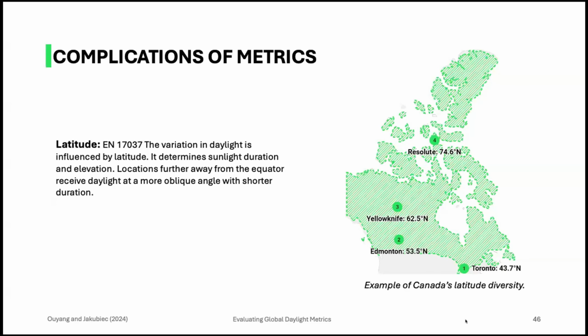So what is the challenge in applying daylighting standards consistently across one region? The answer is latitude. The variation in daylight hours across different locations is significantly influenced by latitude, which determines the sunlight duration and elevation throughout the year. As locations move further from the equator, they receive daylight at a more oblique angle and with shorter duration. So let's take 4 Canadian climates, for example, to illustrate this.